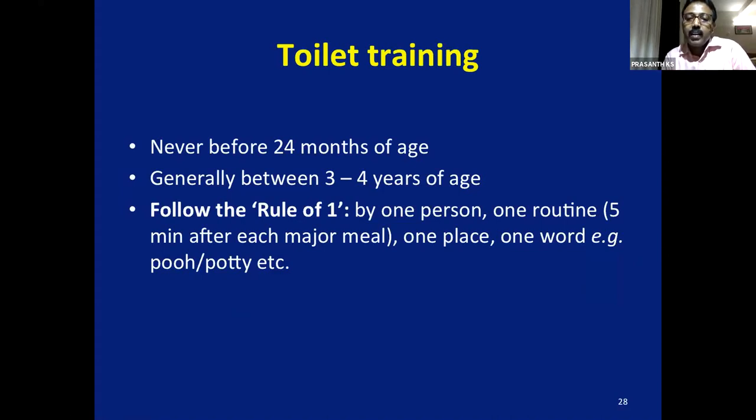What is generally advised is that the age of 3 to 4 years will be ideal for initiation of toilet training. And when we impart toilet training, always go by the rule of one. It should be done by a single person, one routine. That is, you can adopt a routine like after every major meal, the child can be put to toilet, and one place and one word to avoid confusion, etc. So this is basically the rule of one.